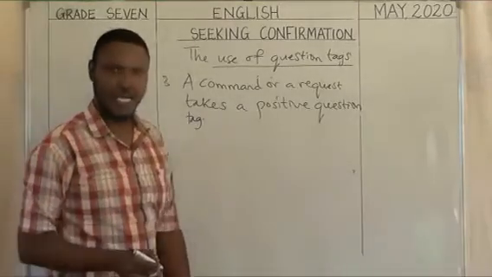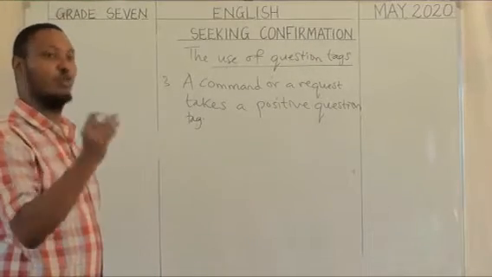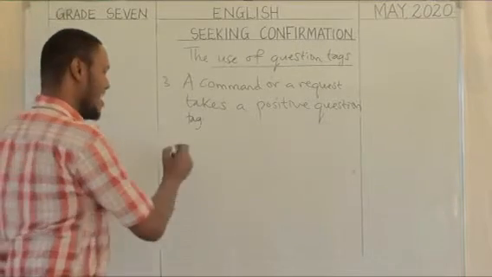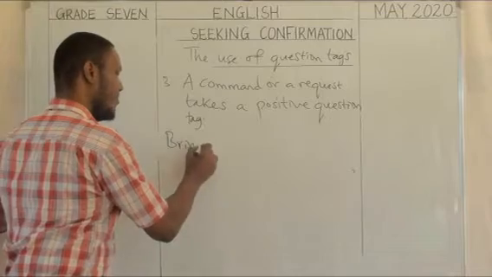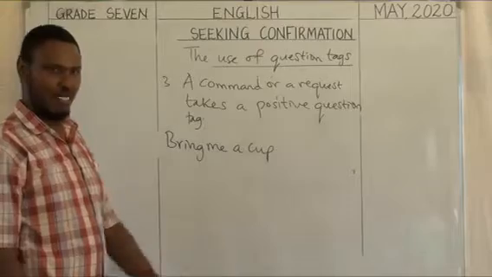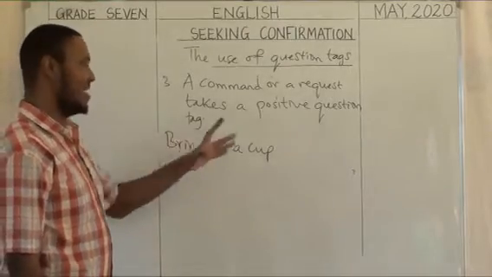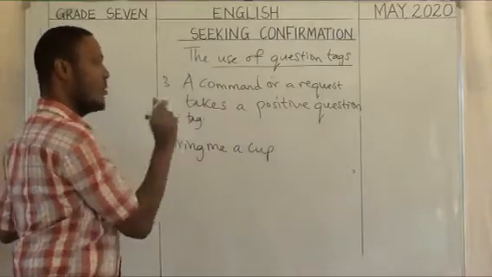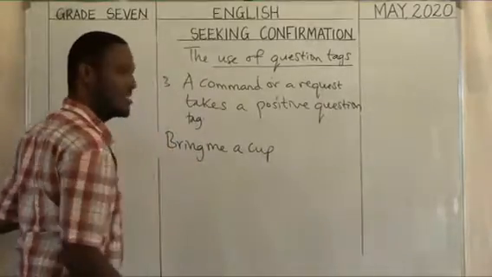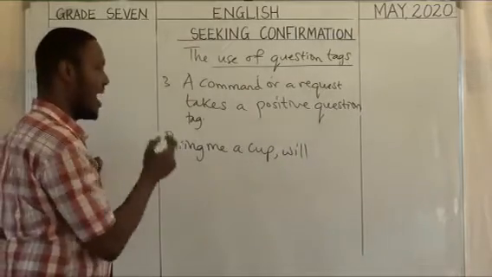Give me an example. An example of a command: you expect someone not to question what you're saying, but to do what you're saying. For example, you can tell someone, bring me a cup. That's a command. So you can change this into a question by adding a tag. And we said a command or a request takes a positive question tag. So the positive question tag that a command takes is will.